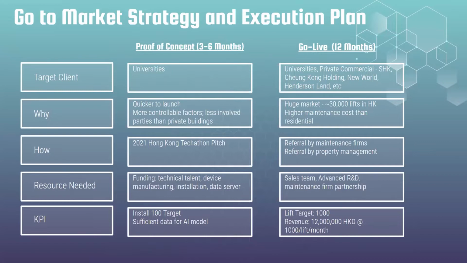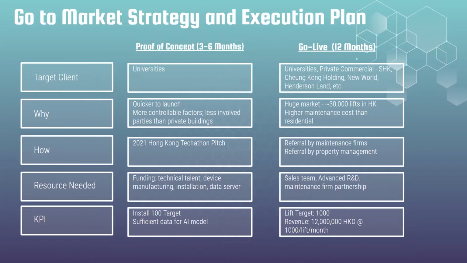Some of the resources we'll need are technical talent, device manufacturing, installation, support, as well as data servers. As mentioned, the KPI that we're targeting is to install 100 devices into 100 lifts. This will enable us to create the AI predictive model. Then going live, we're expecting to continue to grow the universities, as well as aiming for the larger segment, which is the private commercial side.